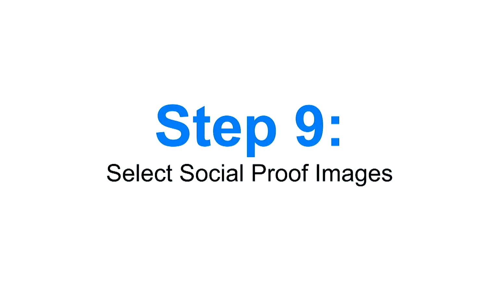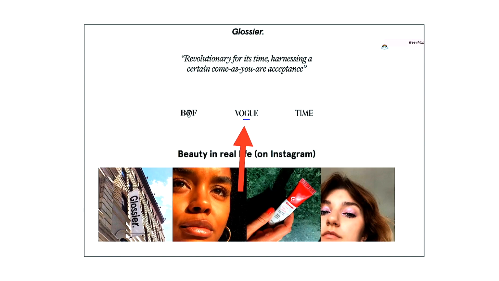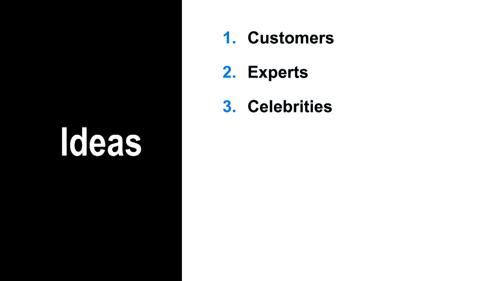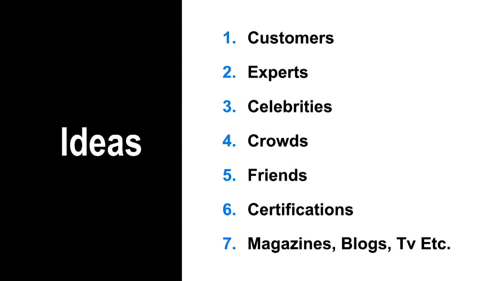Now on to step 9, social proof images. Now you may not have these, you may not have been featured anywhere or have any social proof images. So some ideas are customers, like 75,000 customers over all time, or 100 customers love this, or whatever number of customers you've had. You can use that to create an image. Experts, celebrities, crowds, friends, certifications, magazines, blogs, any kind of social proof that you can generate.